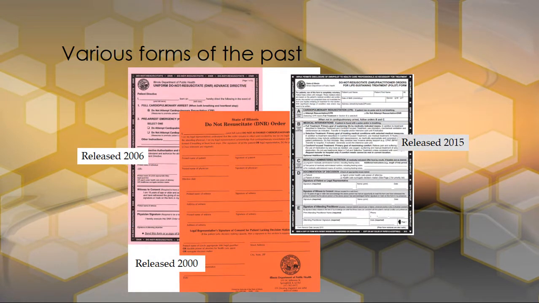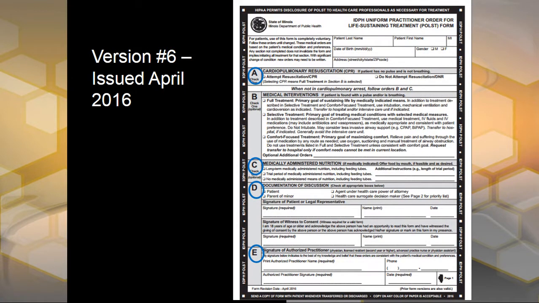So here we see some images of the old forms. We see the pink version that was released in 2006. We have the original 2000 form, and then we have a copy of the Do Not Resuscitate POLST form that was released in 2015. So here is a copy of the version that is currently in use now. It is what is being issued for patients who are signing these orders today. So this is what we'll be taking a look at and taking a dive into.